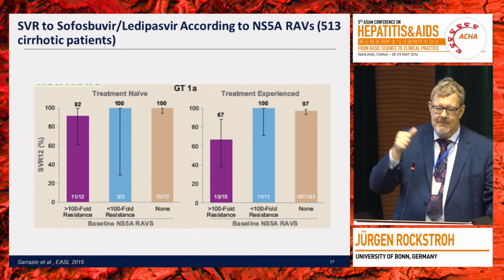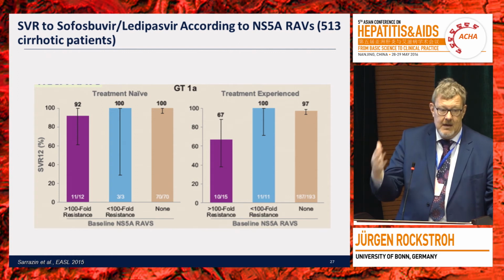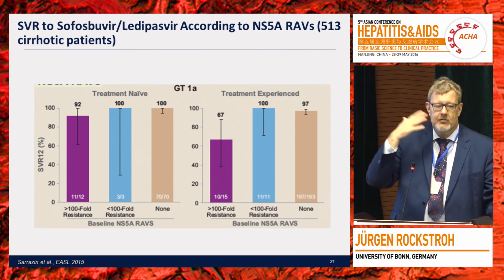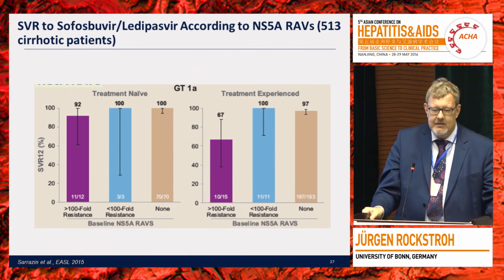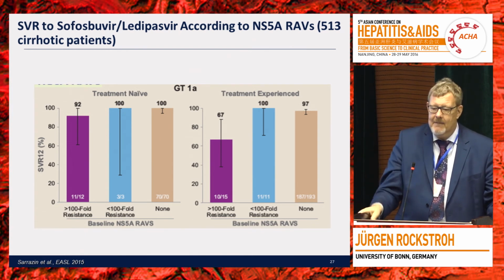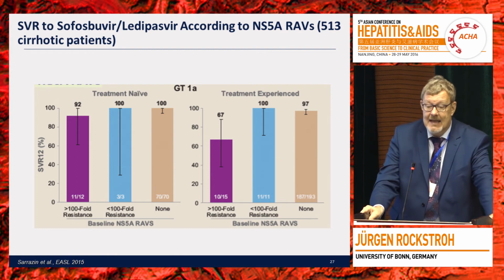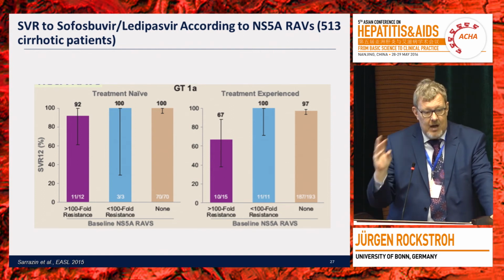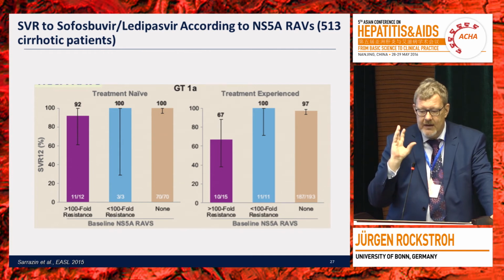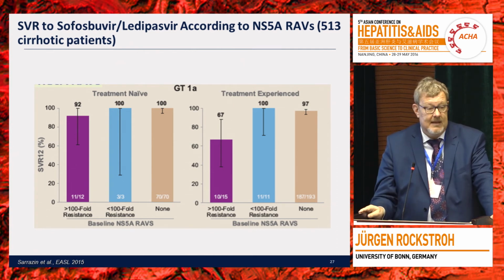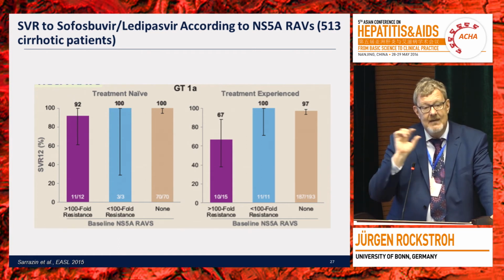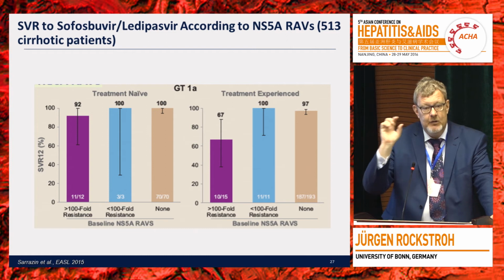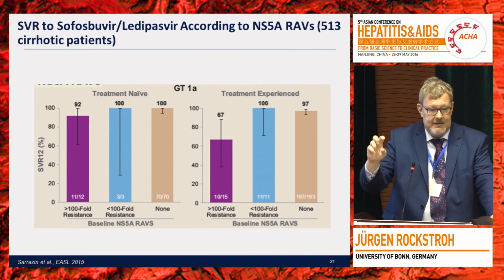So if RAFs come together with unfavorable host factors, which would be treatment failure, cirrhosis, unfavorable IL-28 genotype, that's when suddenly these RAFs seem to play a different role. And the interesting thing is that if you go to sofosbuvir ledipasvir and concentrate only on a sub-analysis in cirrhotic patients and look at those who have more than 100-fold resistance by baseline RAFs to ledipasvir, then actually you see in the treatment experienced only 67% achieve SVR, which tells you that even in the sofosbuvir ledipasvir population, you will have an impact if you have all risk factors together.